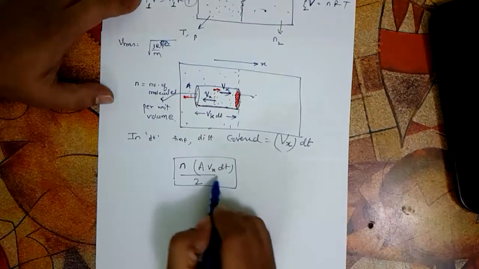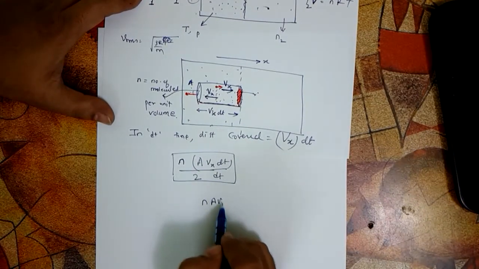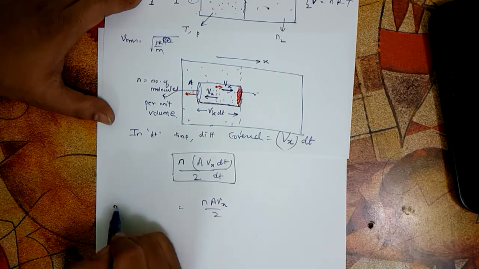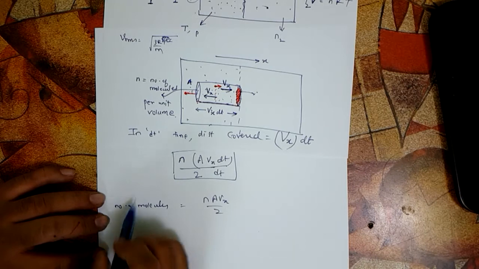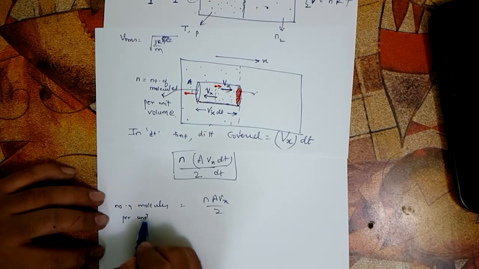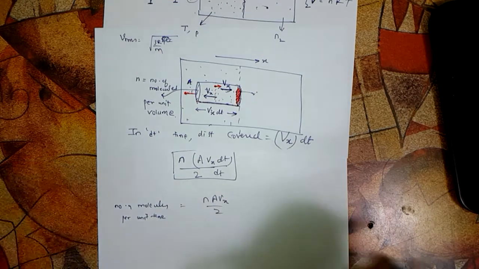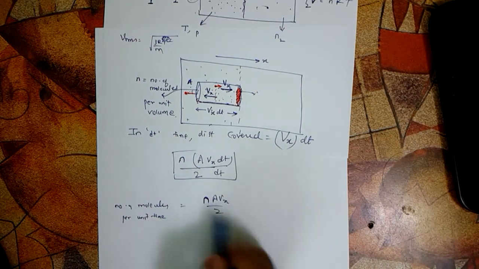So what about per unit time? Per unit time t, what we get is N A Vx by 2. This is the number of molecules that will cross the red cross section per unit time. Alright. Now what is it proportional to? It is proportional to how many are present per unit volume.